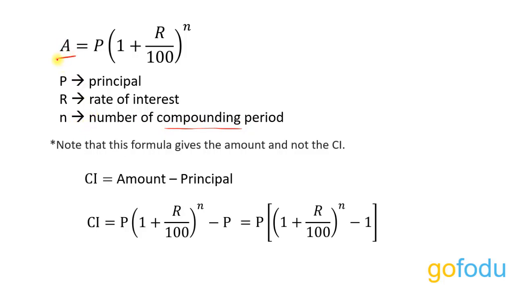This does not give you compound interest. For compound interest, you will have to subtract principal from the amount. So compound interest would become P into 1 plus R upon 100 whole raised to N minus principal. If we take out P common, then this would be the final format. Let's solve a few questions.